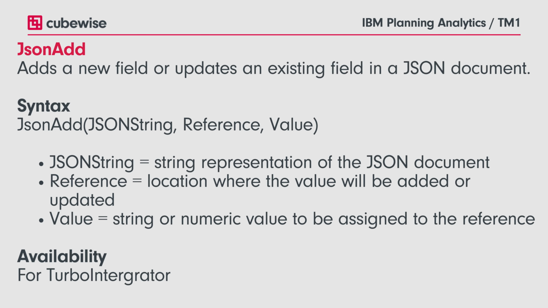The JSON add function adds a new field or updates an existing field with a specified value in a JSON document. JSON string is a string representation of the JSON document. Reference is the location where the value will be added or updated. Value is a string or numeric value that is assigned to the reference. This function is only available in a Turbo Integrator.